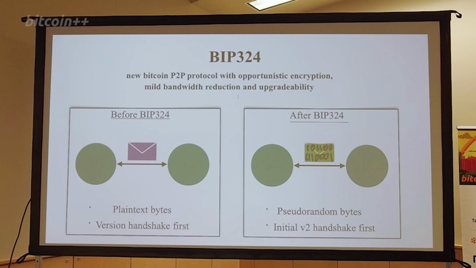So in V1, how nodes communicate with each other is by sending a version message first. The other node responds back with verack and its own version. That is called a version handshake. In V2, that is not the first message which is sent between nodes. They do a special kind of V2 handshake, ECDH based. So I'm just going to call it the V2 handshake. So that is how two nodes communicate with each other in V2. So that's one difference. And the second thing is that, before BIP324, that's in V1, everything is in plain text. And after BIP324, in V2, it's all pseudo-random encrypted bytes.